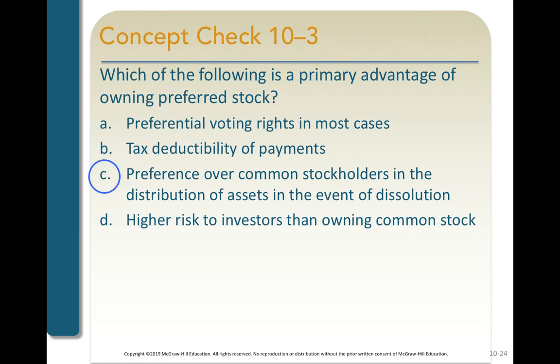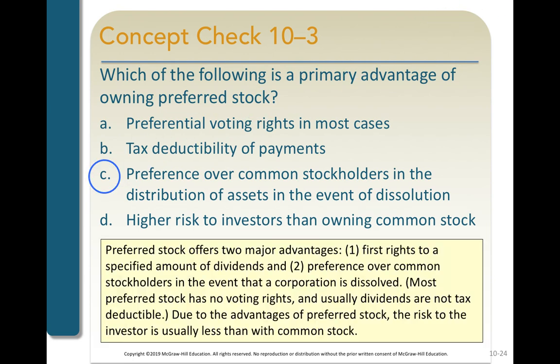If you chose C, you are correct. Preferred stock has two major advantages. The first is first rights to a specified amount of dividends, and the second is preference over common stockholders in the event that a corporation is dissolved. Most preferred stock has no voting rights, and usually dividends are not tax deductible. Due to the advantages of preferred stock, the risk to the investor is usually less than with common stock.